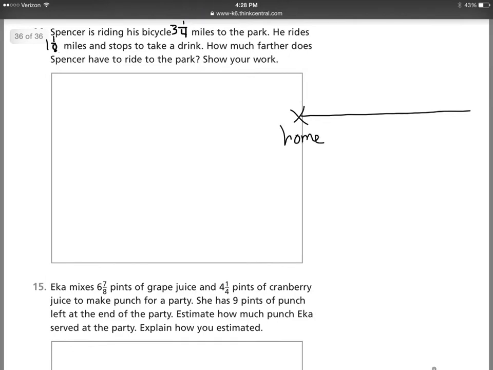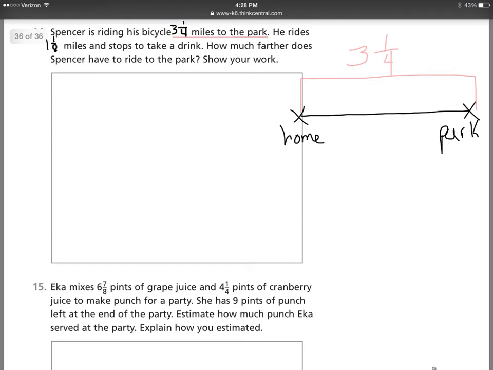And the end of that line is going to be my final destination, the park. And I know from my home to the park is 3 1/4 miles because it tells me that. It's 3 1/4 miles to the park. And I know I stopped somewhere to take a drink. I stopped after I rode 1 1/8 mile.